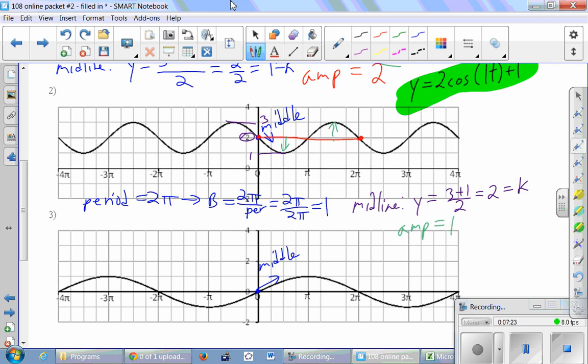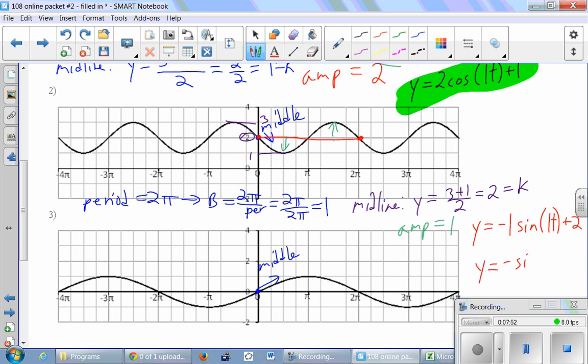So the amplitude is 1, and that makes our final answer y equals. So we put the a in the front. Okay, was this a sine or a cosine? Well, we decided that this one was starting in the middle and going down. So it's actually a negative sine. And then times bt, b is 1, there's our t, plus the k. K again is 2 in this problem. So ultimately we just get negative sine of t plus 2.